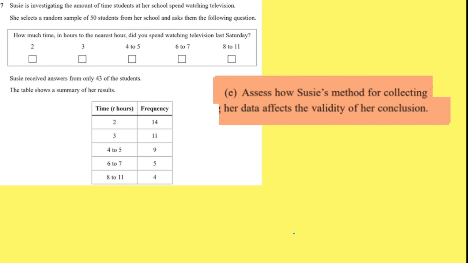Assess how Judy's method for collecting data affects the validity of her conclusions. Okay. Well, first of all, I'd say that it's a random sample, yeah, which is good, which means everybody's got a good equal chance of being selected. I'd say, however, it is from her school, so that means you can't really apply those findings to the wider context. You can only really do it to her school. I'd say last Saturday as well means that it can't be applied to other days in a week. And that's about it. That's all the questions.